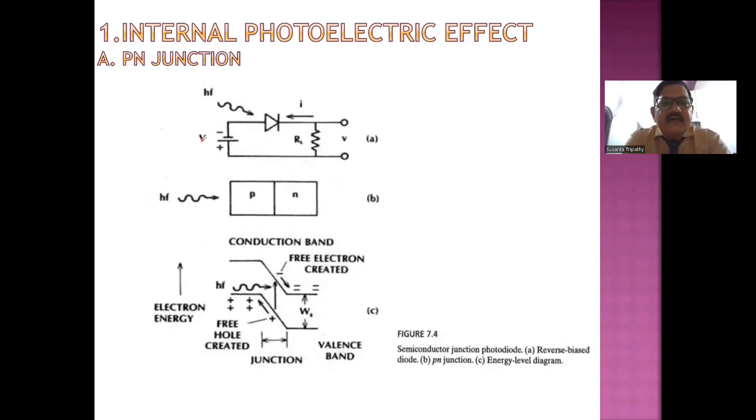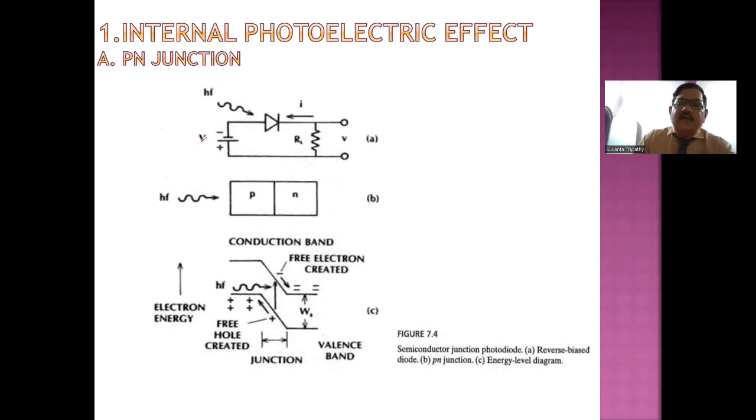Now, as I said, in the internal photoelectric effect, you have to use a semiconductor, and when you shine light on a semiconductor, electrons and holes will be generated. And now what you have to do is, instead of allowing these electrons and holes to recombine, you separate them and allow them to flow in the external circuit to give some amount of current. Therefore, the number of electrons and holes produced in this semiconductor is directly proportional to the amount of light which is incident.